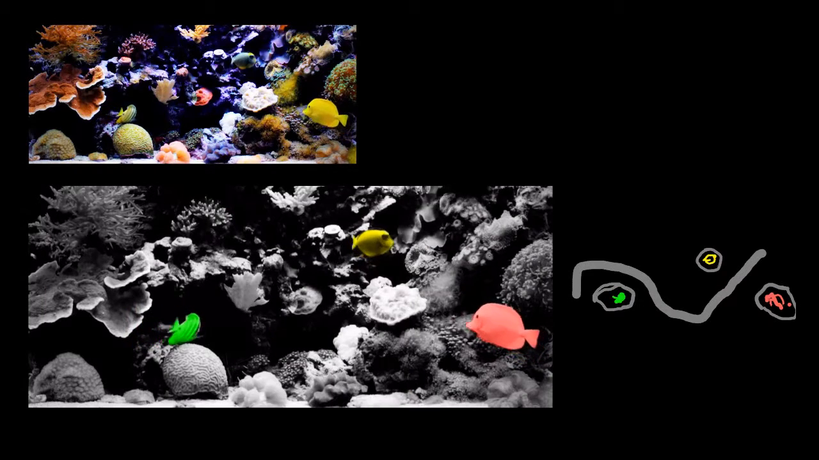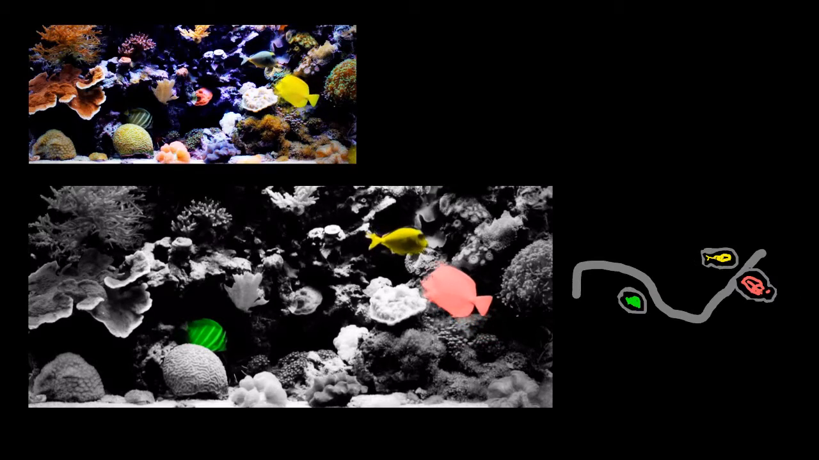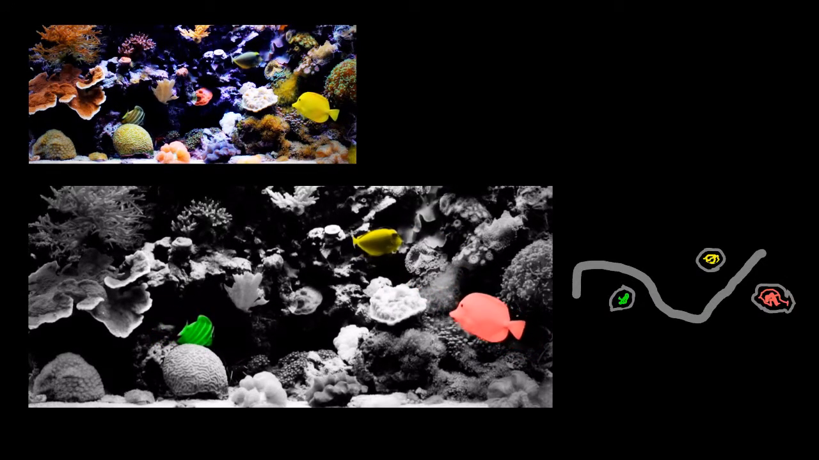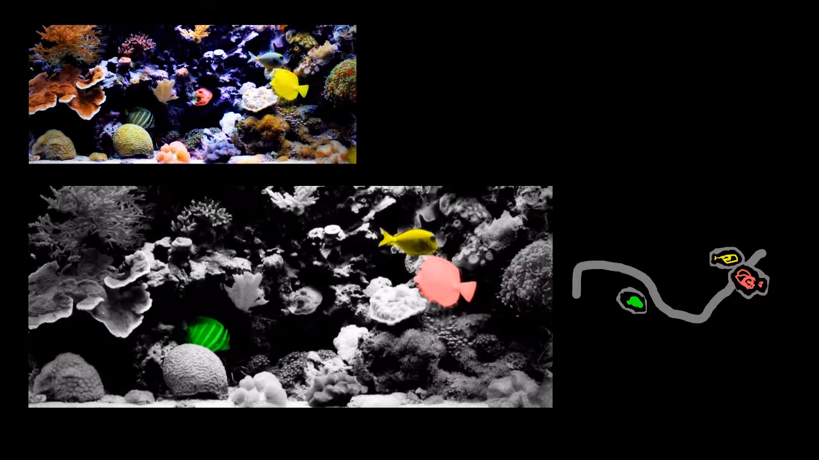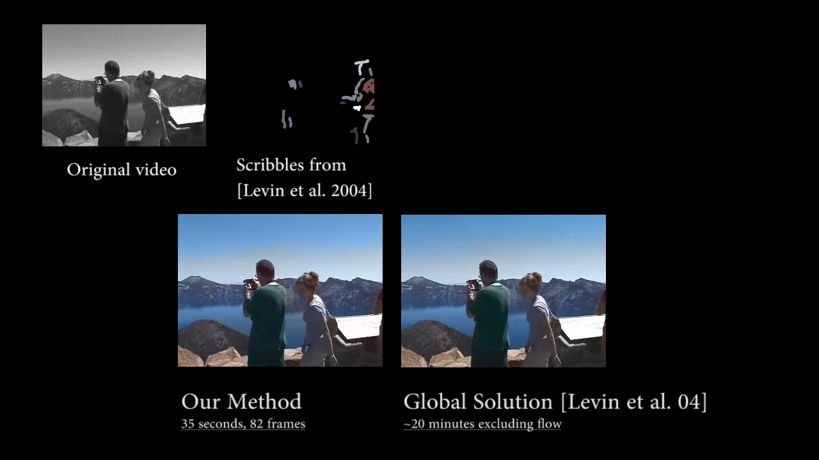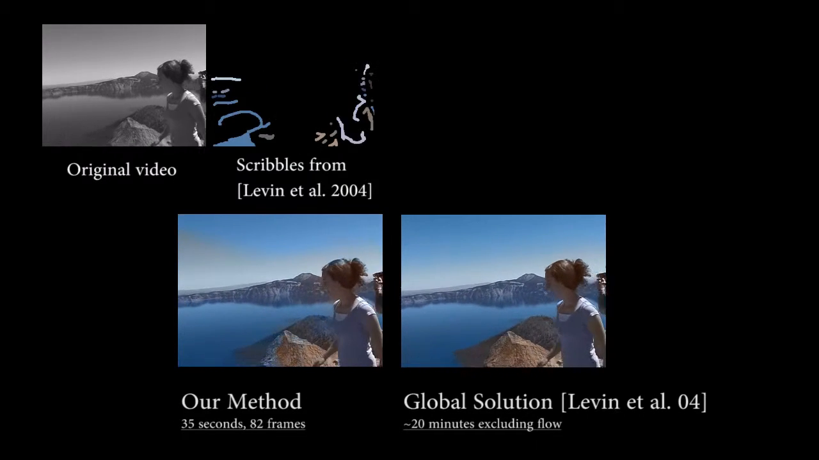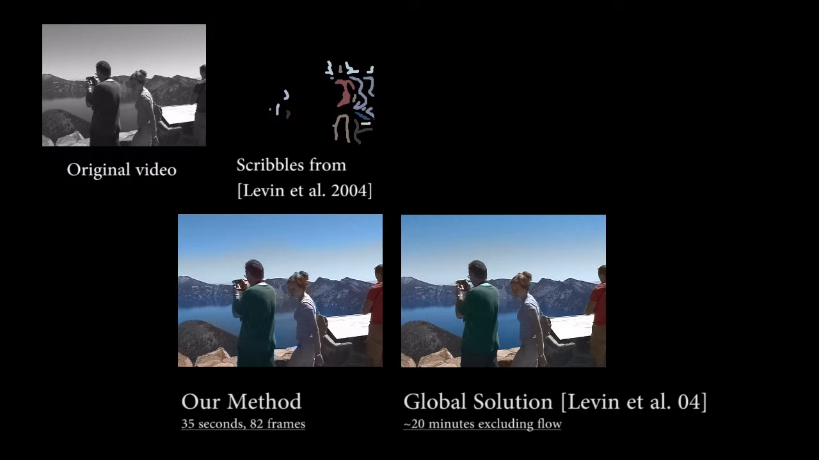We apply our method to scribble propagation and colorization, showing the input scribbles on the right. This is a comparison of our approach to a global colorization solution. The top row shows the original scribbles, and the bottom row shows the colorized output.